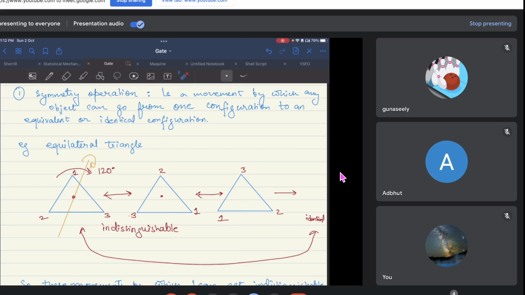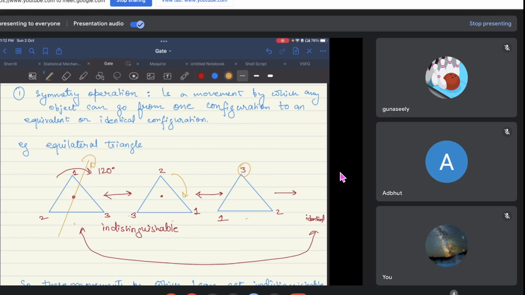And again, if I am doing the same 120-degree rotation around this particular axis, so I will get 1 again, my 2 will come here, and my 3 will go here, and so this will be the rotation again. But the point to be noted here is that the first configuration and the second configuration and the third configuration, all these are not particularly identical, but they are indistinguishable or they are equivalent to each other.